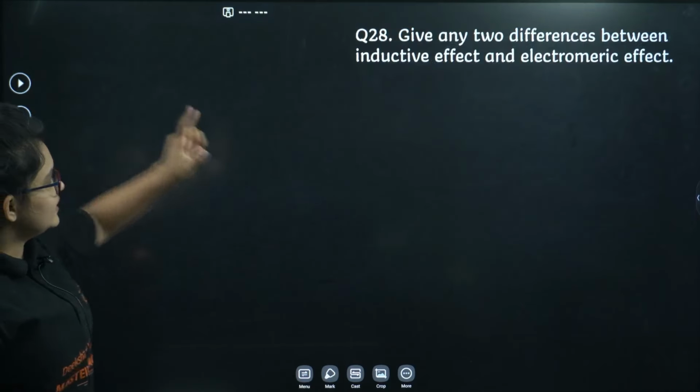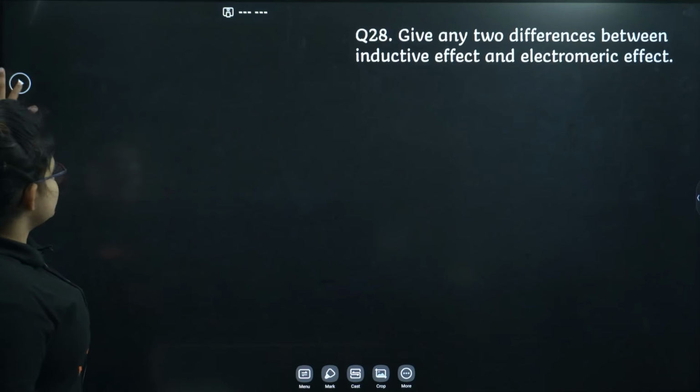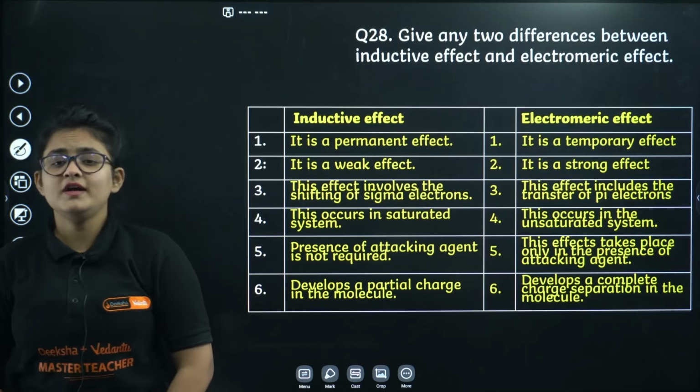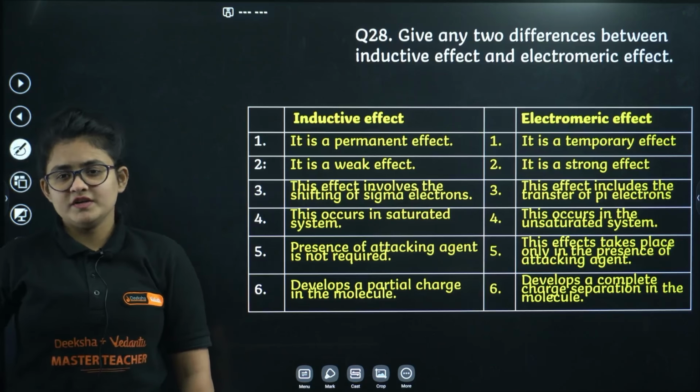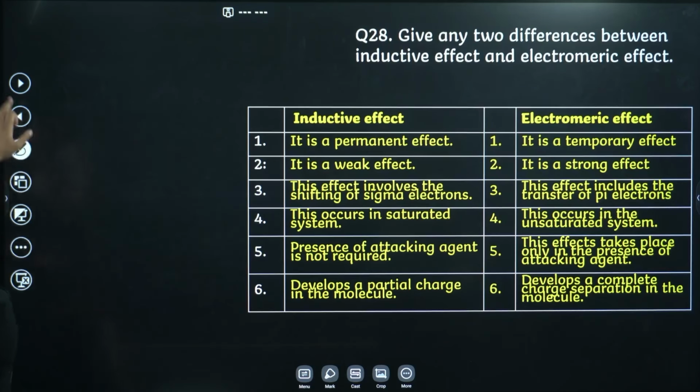Let's proceed. Give any two differences between inductive and electromeric effect. You can see so many effects are there, so you can just take any two out of it. It's a permanent effect, temporary effect, strong effect, weak effect, like that you can just put. Okay, let's proceed.